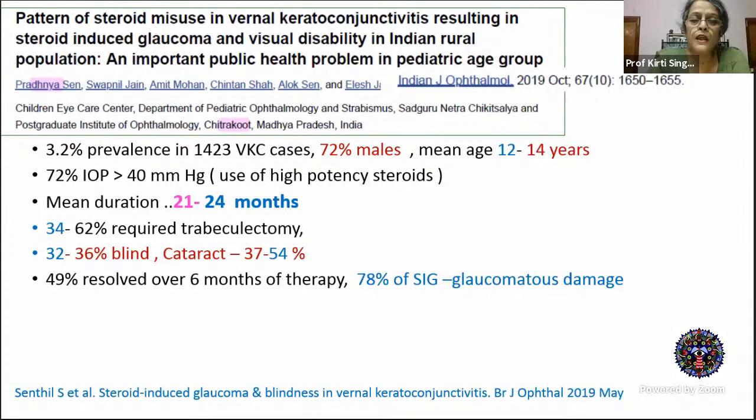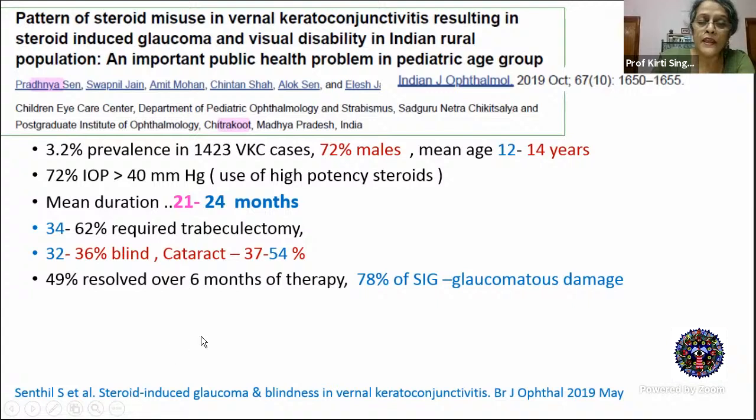They found in 1,423 cases a 3.2% prevalence, and most were young males. The IOP rise was very high, almost 40 millimeters, and most of the patients were using high potency steroids, and only 9 of these patients were aware of some visual problems because of asymmetry of the disease. They came to them after a duration of 21 to 24 months, and almost 62% required trabeculectomy. 36% were blind. Cataract also was seen in 37%. After stopping this medication, 50% resolved in 6 months, however, with residual damage.